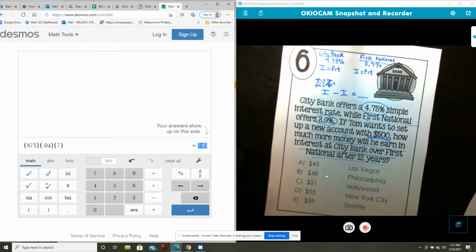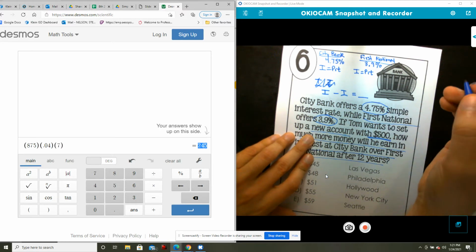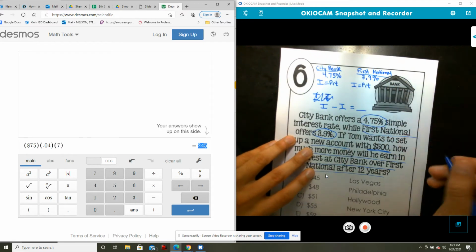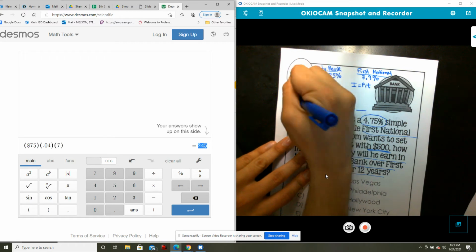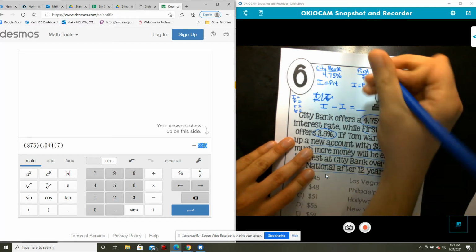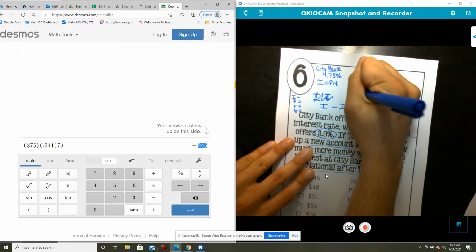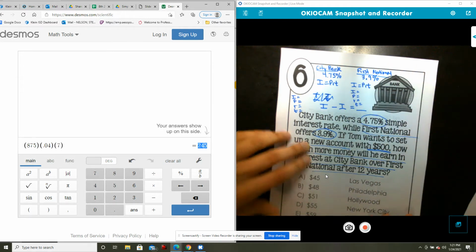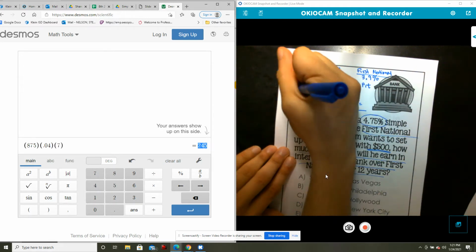So if Tom wants to set up a new account, I'm running a little bit out of room. So that means over here for Citibank, we get I equals, P equals, R equals, T equals. You're going to have the same thing for First National: I equals, P equals, R equals, T equals. So interest is what you're looking for.